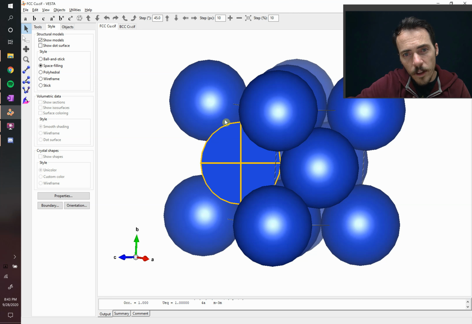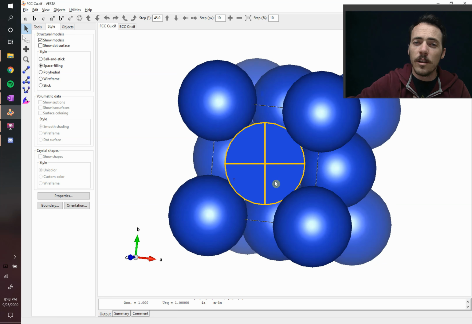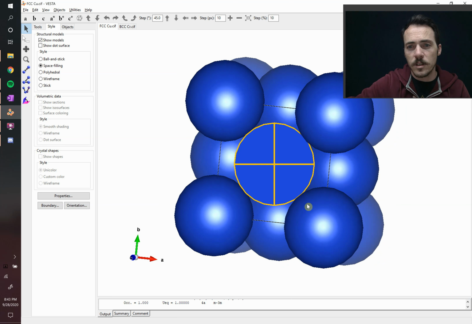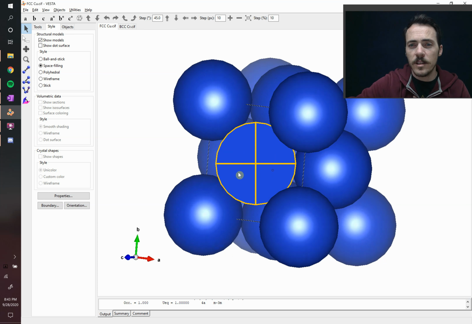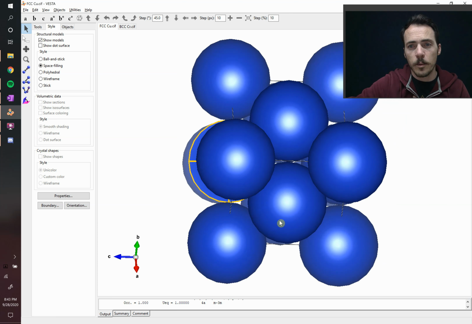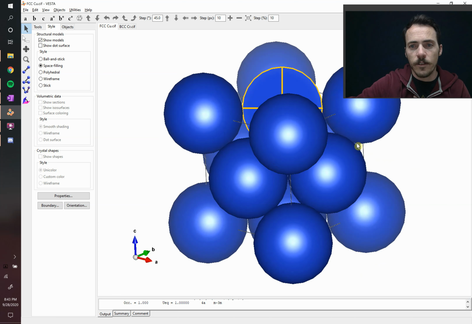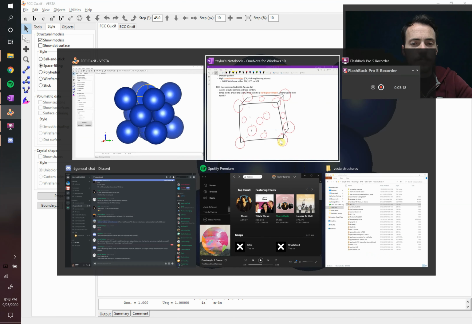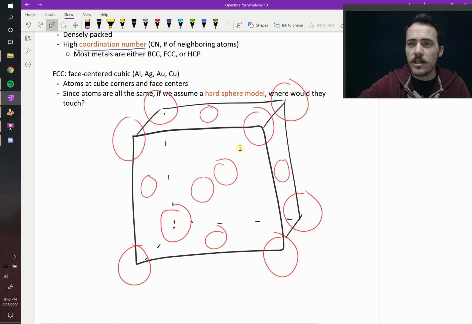So along what? That's the face diagonal. Along the face diagonal, these atoms are going to touch. They're not going to touch along the lattice edge, right? The edge, because there's going to be a gap there. Instead, they would touch along the face diagonals. No matter which face you're looking at, they're touching along the face diagonals. Okay? So that is our face-centered cubic structure.